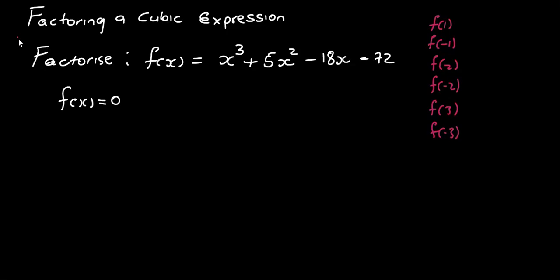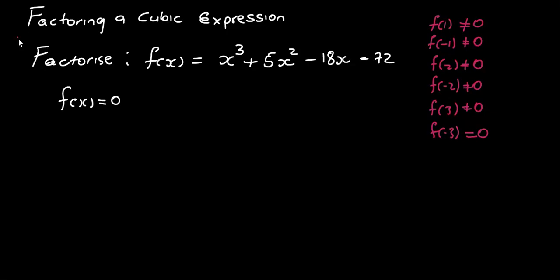When you work this out, you'll see that f at 1, where there's x, we put 1. That will be 1 to the power 3 plus 5 into 1 squared minus 18 times 1 minus 72. That won't be equal to 0. Even when we try negative 1, this is not equal to 0. If you paused the video and worked on it, you're going to see that when you substitute, f at minus 3 is the one that is giving us 0.